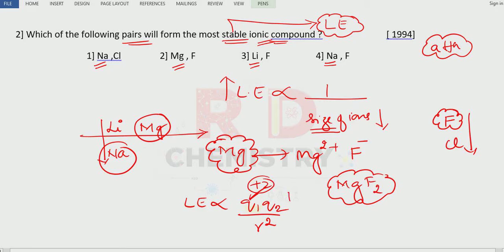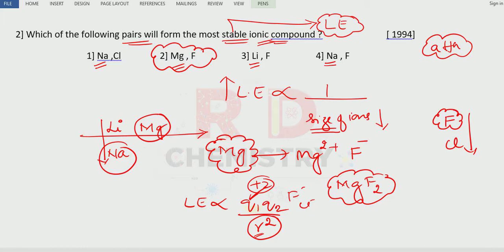But for fluoride, chloride, and all, the charge is the same. Divided by R square, the distance between the two centers. When the size of the atoms is smaller, the distance between the two centers decreases, and lattice enthalpy increases. So what is the answer? The answer is magnesium fluoride. Second one is the answer. Correct?